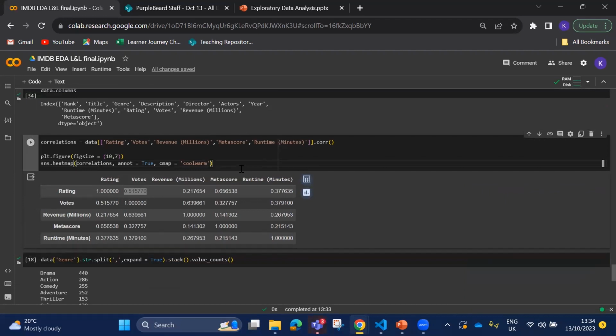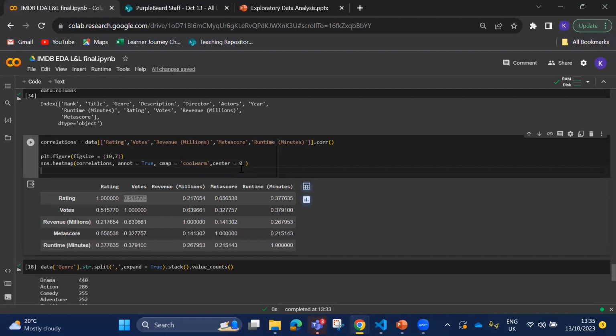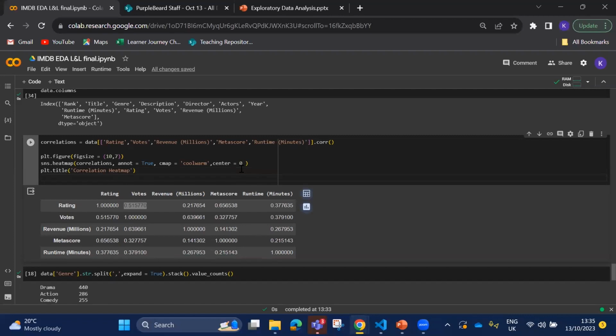But color map is cool warm. So it will use a sort of red, orangish kind of color. And this, and I'll give it a title. And yeah, I can just show it now. Execute.